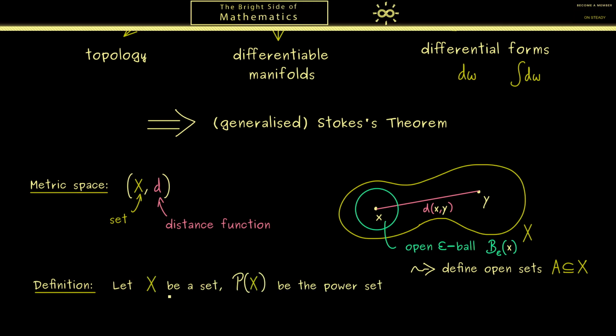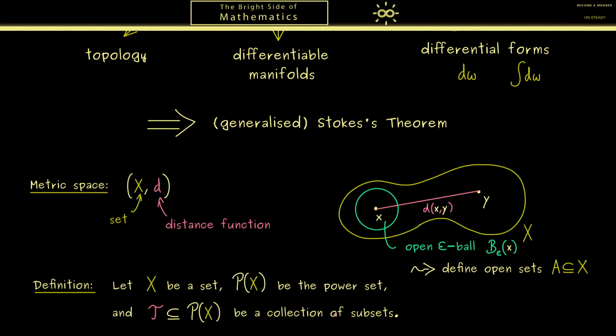Then what we need is the collection of all subsets of X, which we call the power set of X and denote by P of X. Therefore, to say which sets are open, we just have to take a subset of the power set. And this one is denoted by a curved T. In other words, this T just stands for a collection of subsets of X.